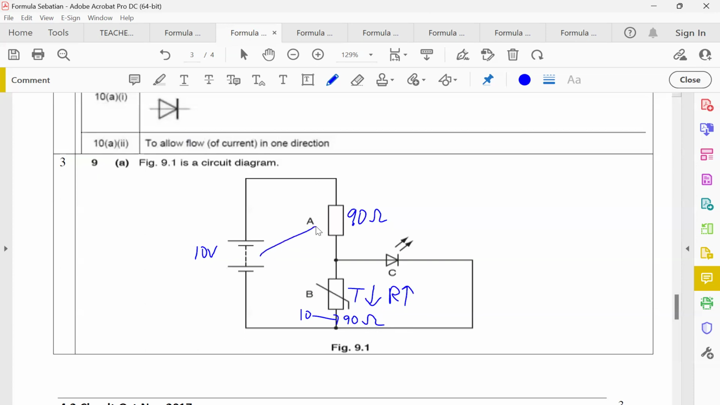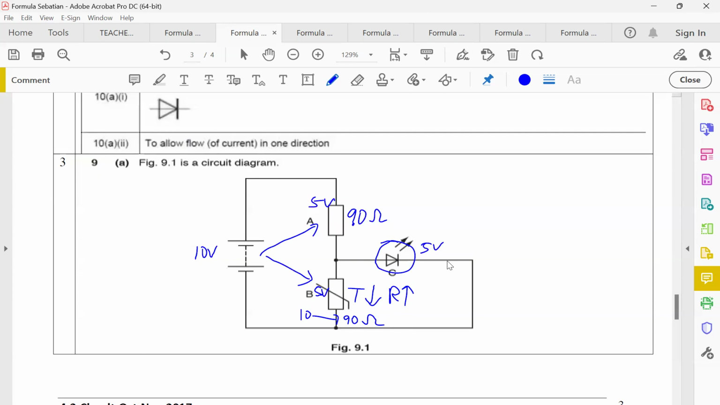Right now the voltage distribution will be different, right? How much voltage and how much voltage? It will be 5 volts each. If this is 5 volts, that means this thing will also get 5 volts. And this is when the light starts blinking, because it meets the minimum threshold for the LED to start blinking.